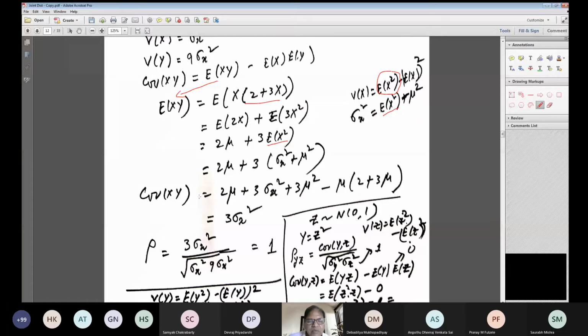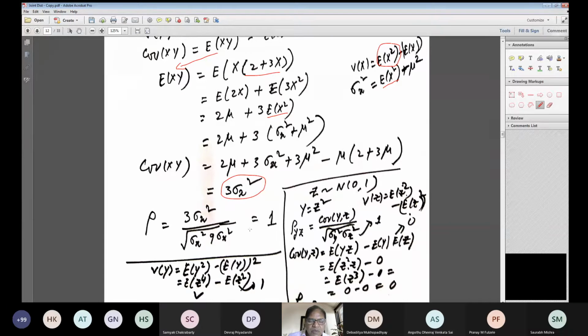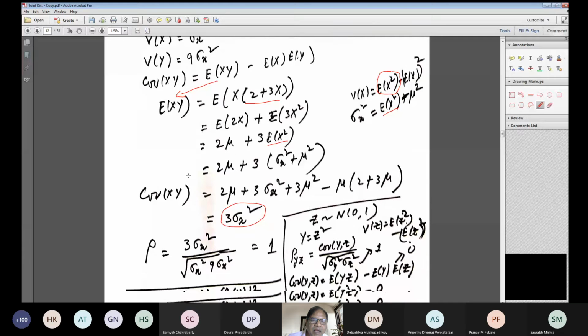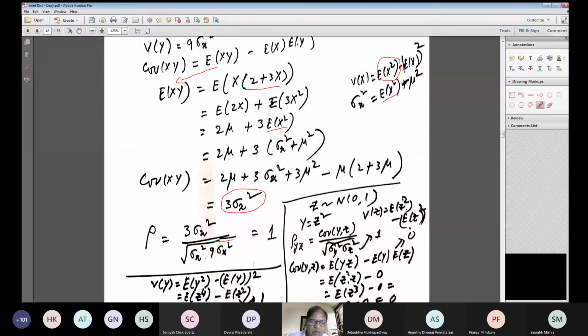So now you can calculate the covariance because these quantities are known to you. Ultimately you will get 3 sigma x square. All the quantities are known: 3 sigma x square over the square root of sigma x square into 9 sigma x square, because variance of y we have already calculated. So under the square root, we have sigma x square into 9 sigma x square. Here it is a multiplication sign. If you calculate, it will come to 1.